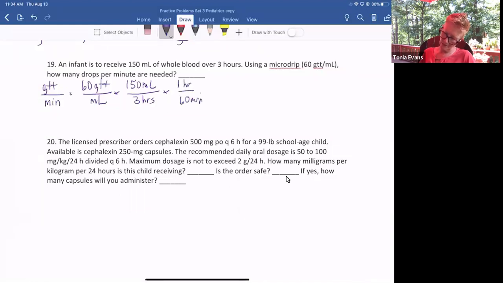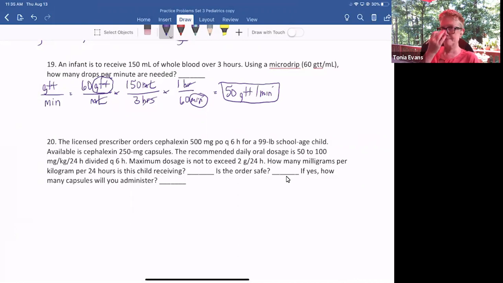All right, so we have drops. Milliliters cancel out, hours cancel out. I've got minutes. All right, got it all covered, right? 60 times 150 divided by 3 divided by 60 equals 50 drops per minute. So 50 drops per minute will get us 150 milliliters of blood over 3 hours.